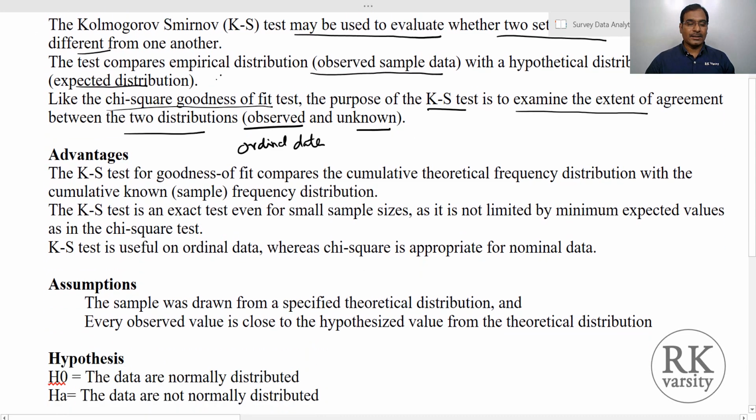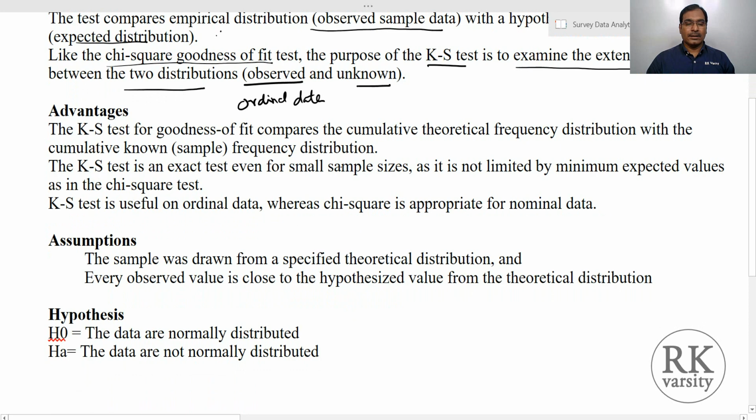Now the advantages of the KS test is that it compares the cumulative theoretical frequency distribution with the cumulative known sample frequency distribution. That is one. And it can also be used on small sample sizes, and there is no restriction or limit by the number of expected values as in a chi-square test. In the case of a chi-square test, for each category the observations should be greater than 5.